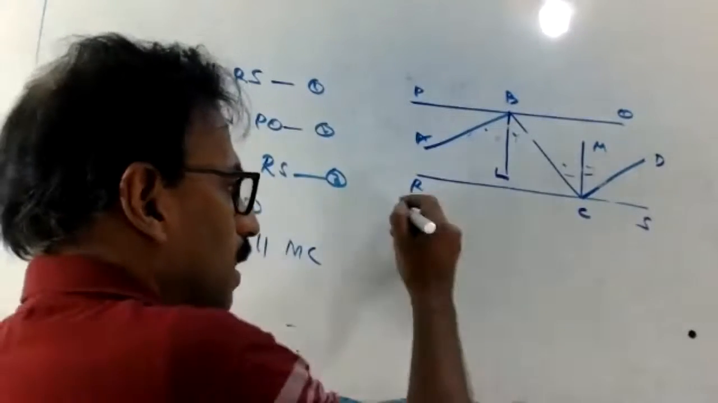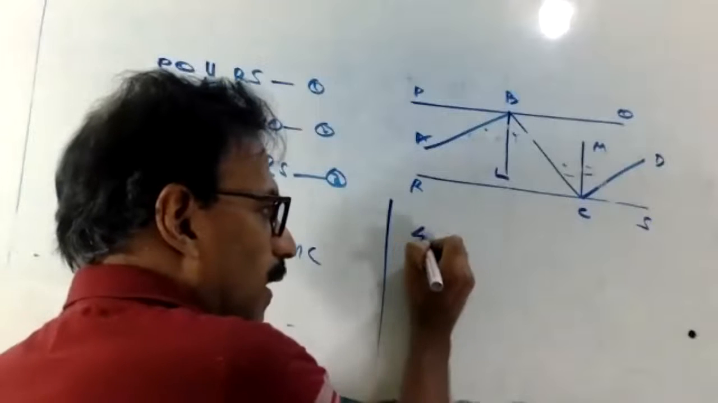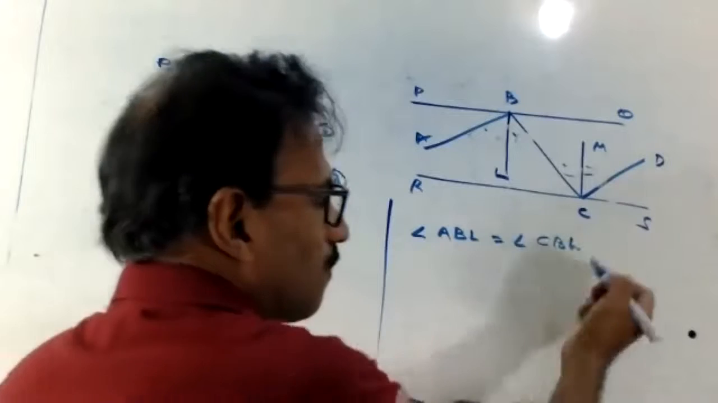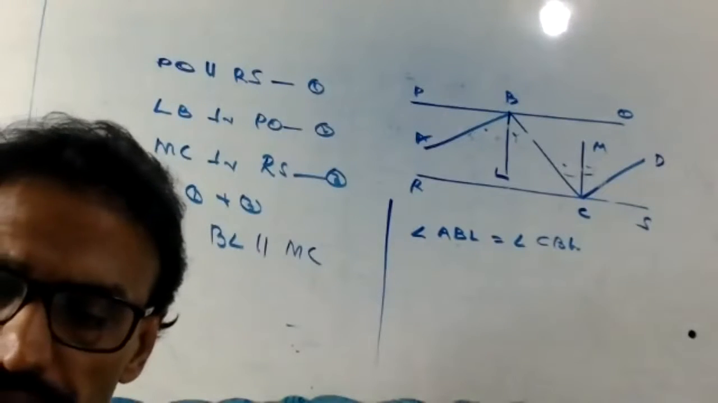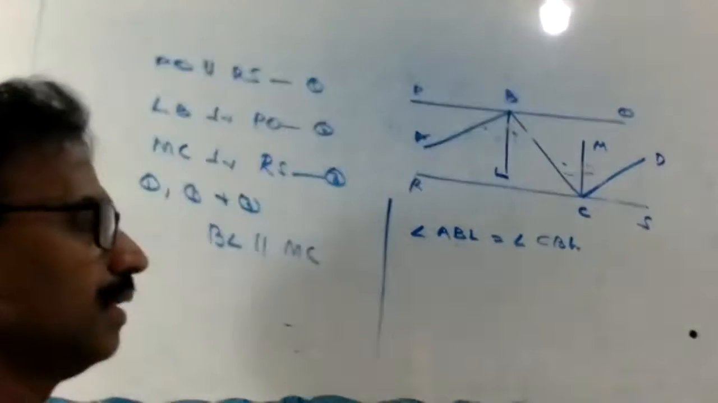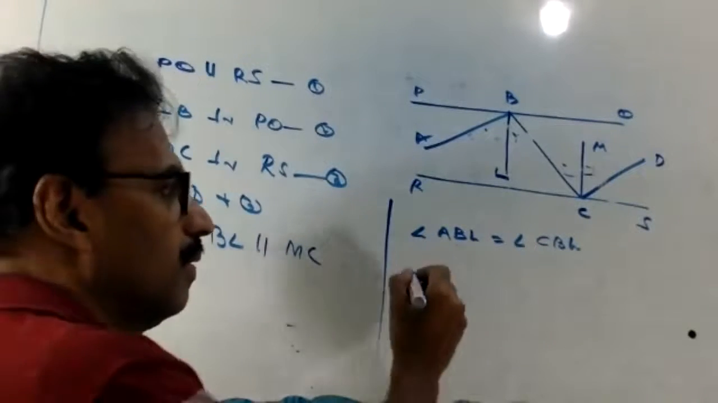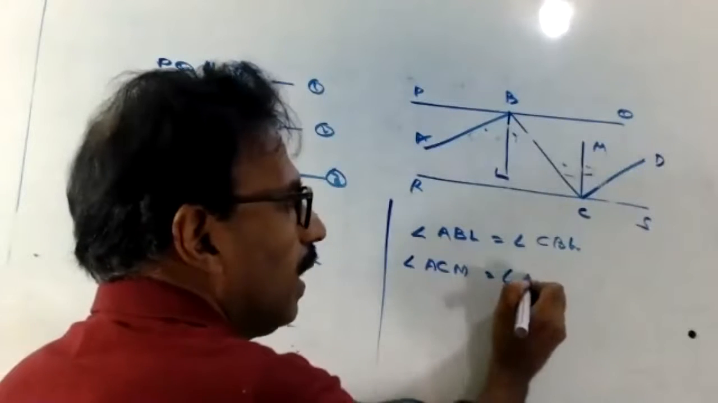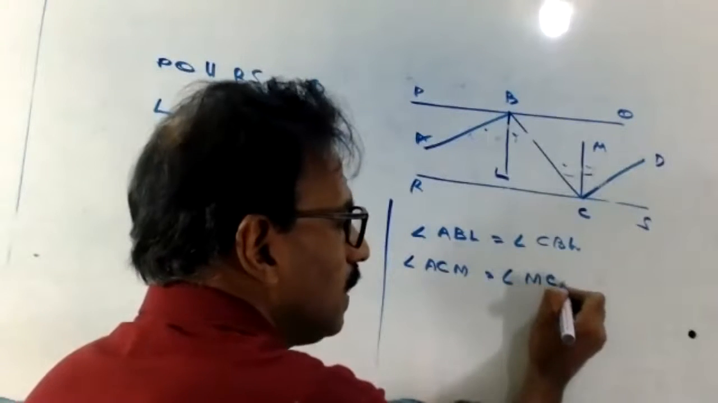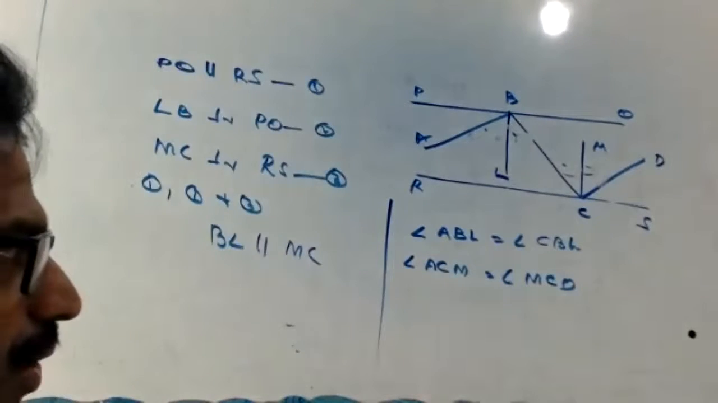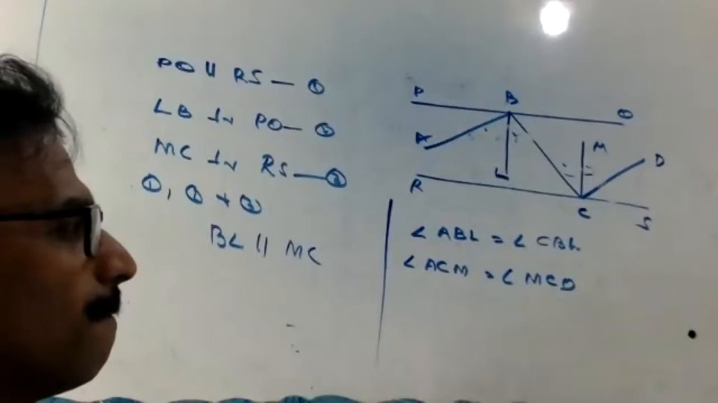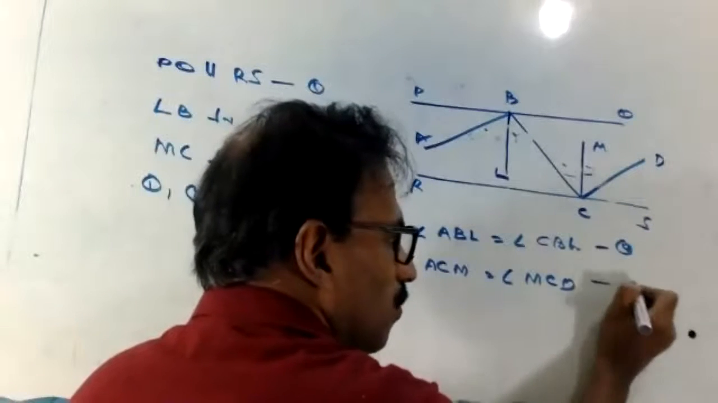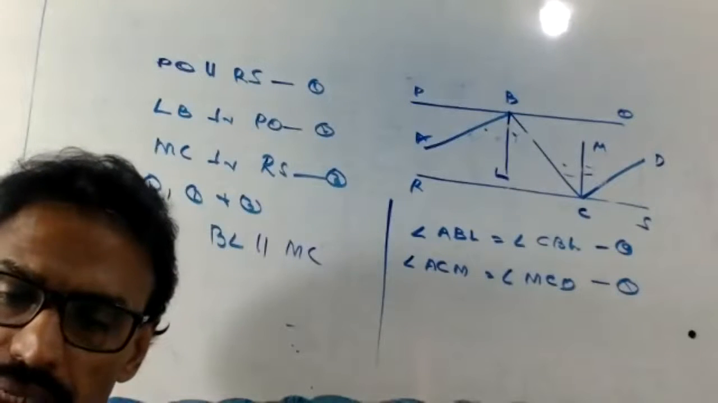Angle, don't write now, I'll give the note. Angle ABL equal to angle CBL. The reason? Angle of incidence equal to angle of reflection. Then angle ACM equal to angle MCD. Again, angle of incidence equal to angle of reflection. This is 3, 4, 5. Are you okay? Okay, then right.